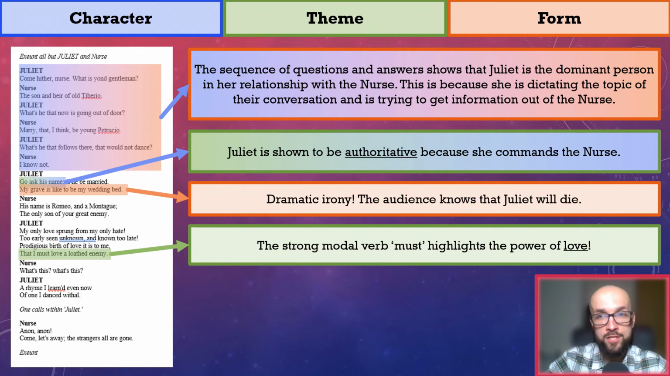Next, Juliet highlights the power of love when she says that she must love a loathed enemy. This line creates the impression that she almost feels forced to desire Romeo and that she cannot control her feelings for him.